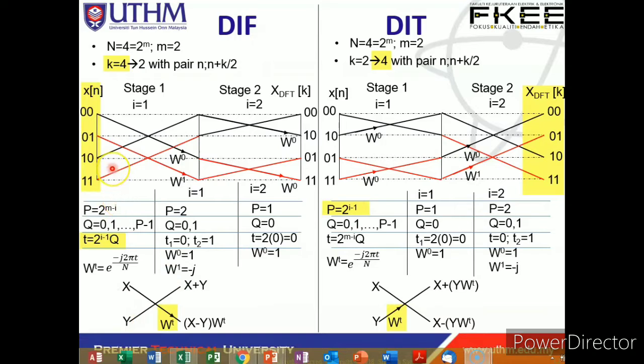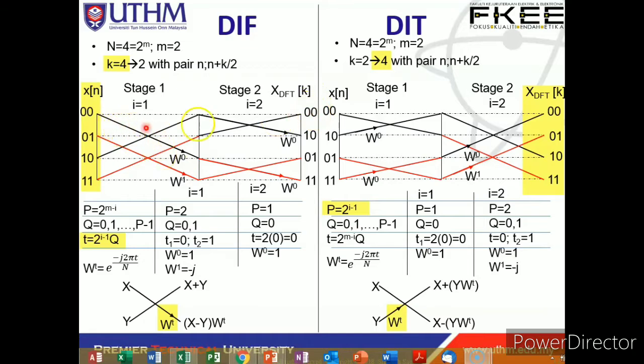So before we go to the difference, first we need to see the labels of the graphical here. At the left side here is our discrete signal, xn. The same for the DIT. At the left side we have the discrete signal, and then for the right side we have the discrete Fourier transform, okay, at the right side.